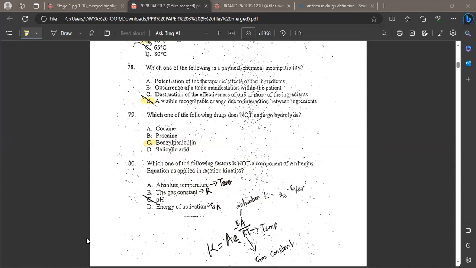Actually, you're right, Willie, because salicylic acid does not undergo hydrolysis. It's prepared by hydrolysis, because there's hydrolysis of methyl salicylate that forms salicylic acid. Plus, it undergoes conjugation, not hydrolysis.